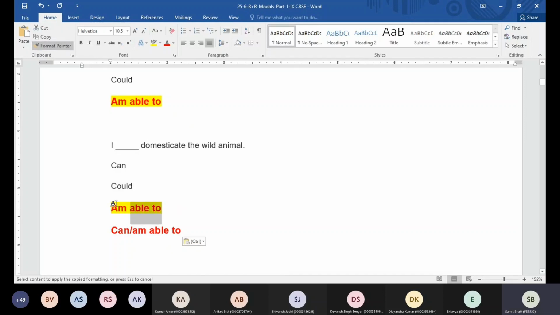We have this as the option: I dash domesticate the wild animal. Can, could, am able to, or can or am able to. What can it be? I can, or am able to. Am able to, because now we have the better option.